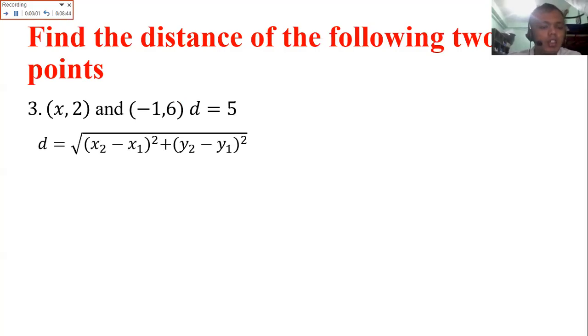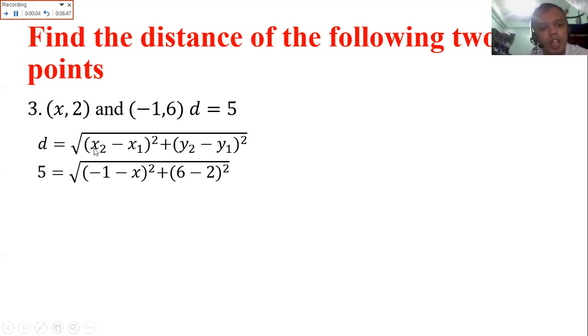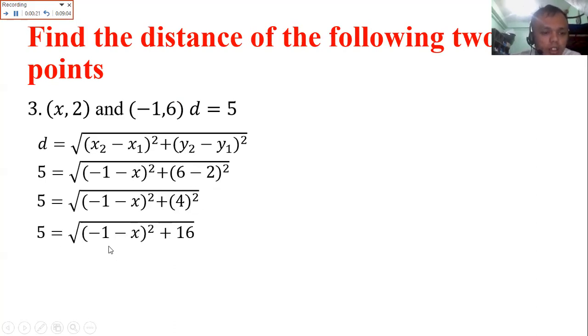Okay, your d here is 5. Your x sub 2 is negative 1 minus your x sub 1 is x, squared, plus your y sub 2 here is 6 minus your y sub 1 is 2, squared. Now, simplify natin yung mga nasa loob. 6 minus 2 is 4, and then 4 squared is 16. Then get the square of both sides para ma-remove yung radical sign. 5 squared is 25. Then cancel this out, magiging negative 1 minus x squared plus 16.